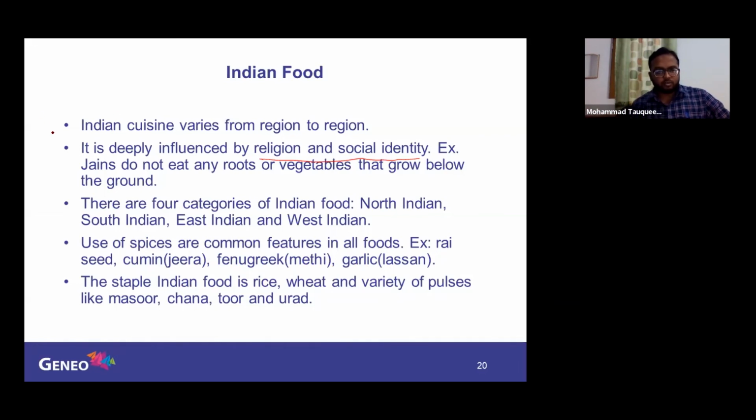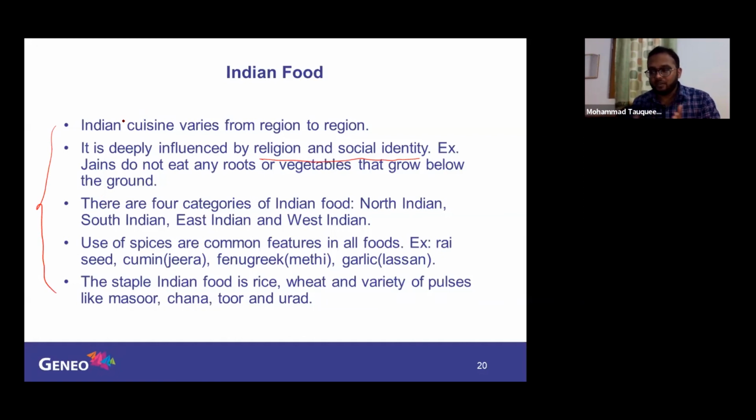So just go through all these points and think about your Indian food. And I suggest you always think about your kitchen. Think about what is happening inside the kitchen, why you cook food. So you will be able to write.